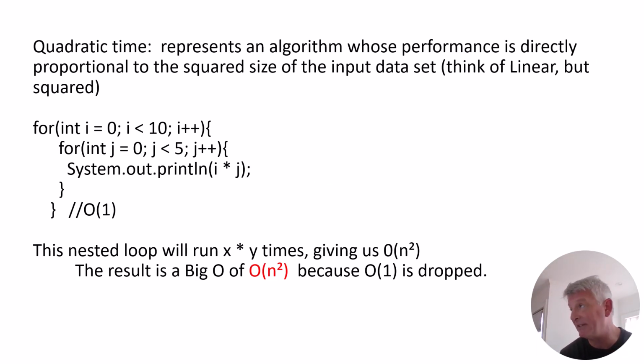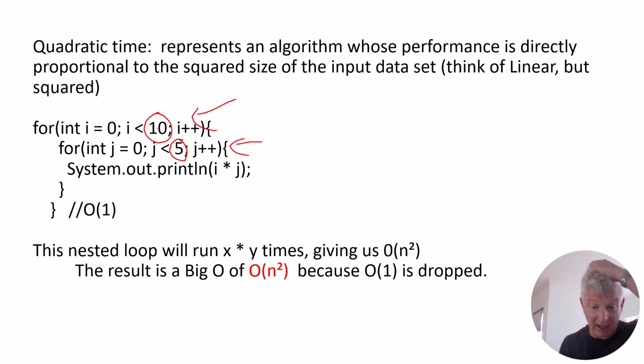Quadratic time represents an algorithm whose performance is directly proportional to the squared size of input. Okay, so if you have a nested loop, i is 10, j is 5. We know nested loops give access, and this has to go through iteration. To calculate nested loops, we take the number of times the outer loop runs times the number of times the inner loop runs. This will run 50 times because it's n squared.